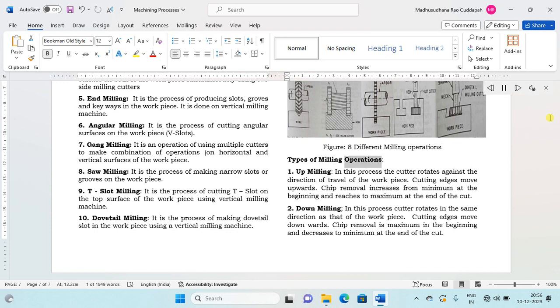Types of milling operations. 1. Up milling, in this process the cutter rotates against the direction of travel of the workpiece. Cutting edges move upwards. Chip removal increases from minimum at the beginning and reaches maximum at the end of the cut. 2. Down milling, in this process the cutter rotates in the same direction as that of the workpiece. Cutting edges move downwards. Chip removal is maximum in the beginning and decreases to minimum at the end of the cut.